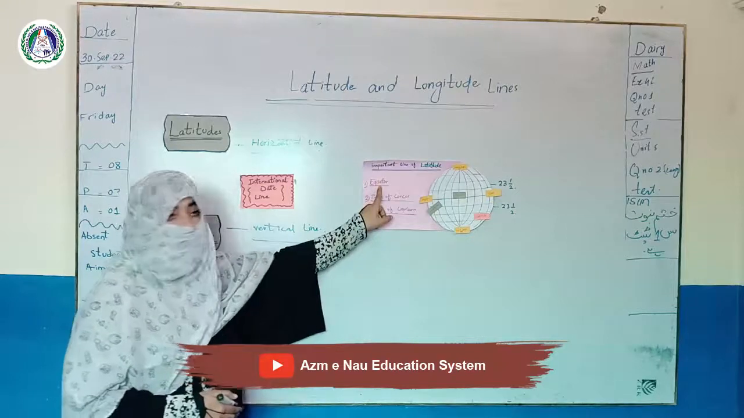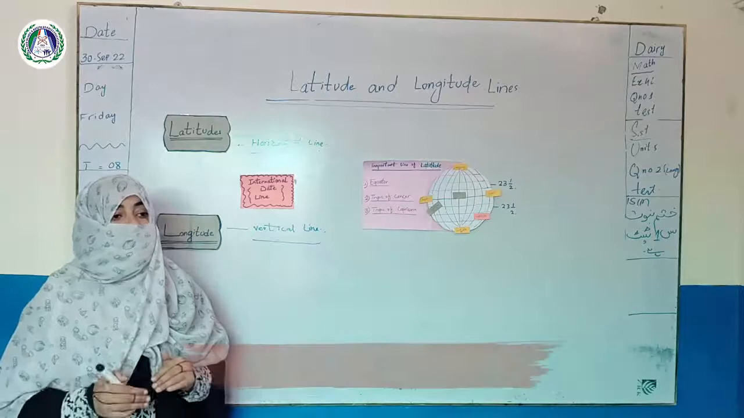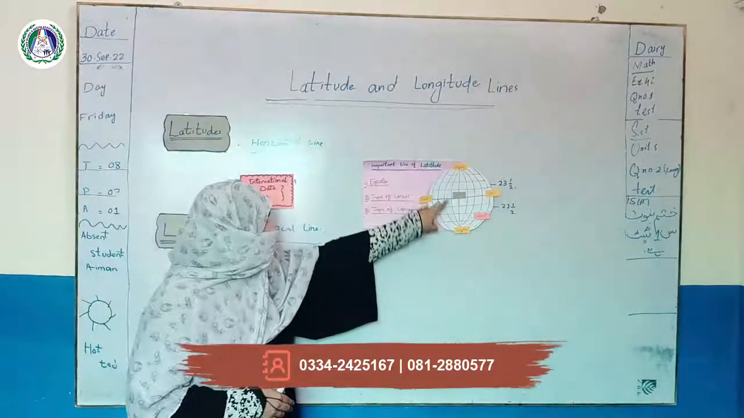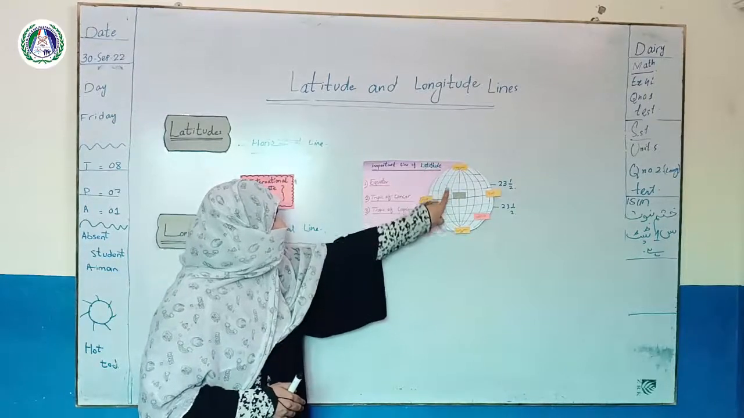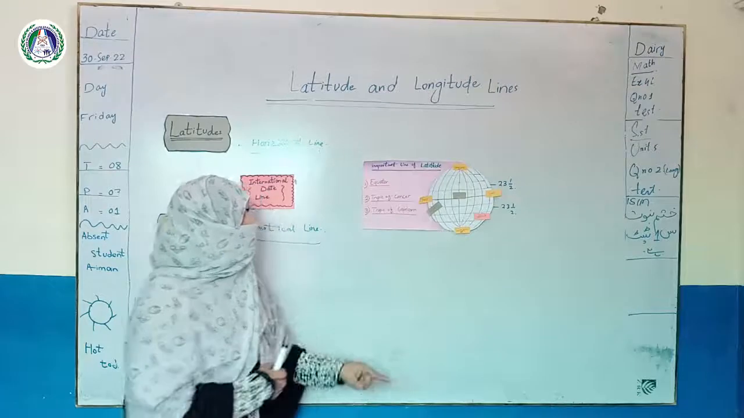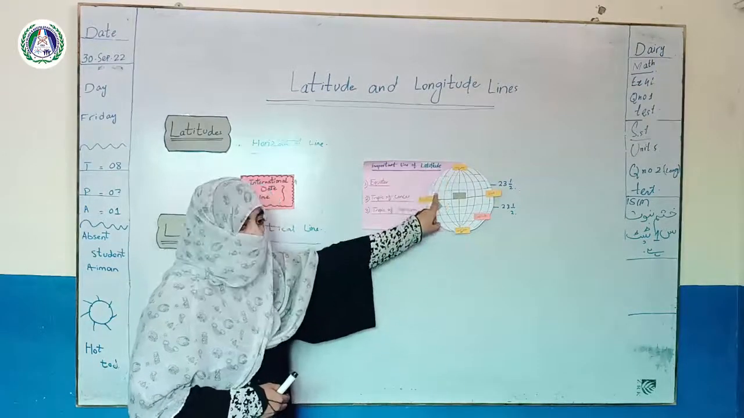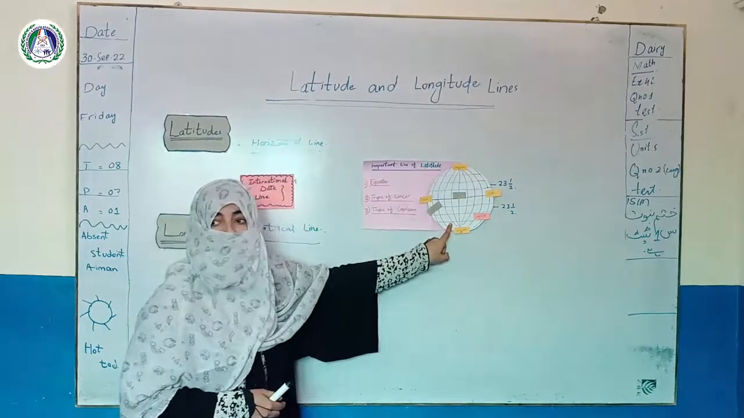What is the equator? The equator is a middle line, and this is our largest line. This line divides the Earth into two equal parts. This line is the equator. Okay, this divides the Earth into two equal parts. The north of the equator is called the northern hemisphere, and the south of the equator is called the southern hemisphere.